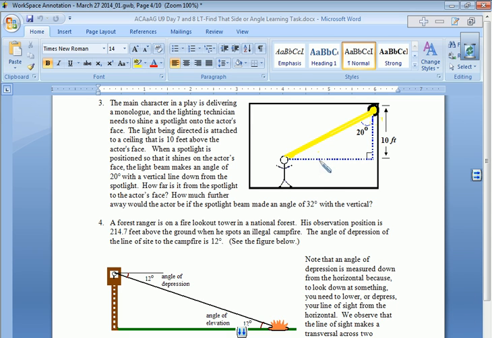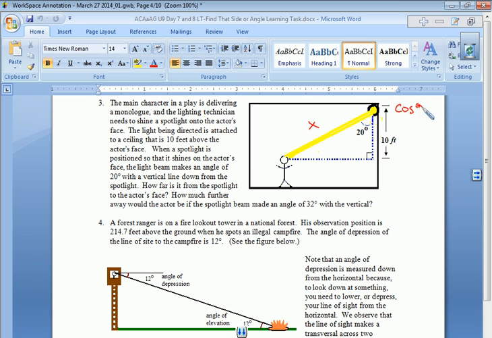Okay, so you're a main character in a play, and they have the spotlight on you, so you're probably sweating a little bit. You need a little makeup on so the face doesn't look rough. So here we go. We want to know how far you actually are away from this spotlight is what the question asks. So which trig function would this be?